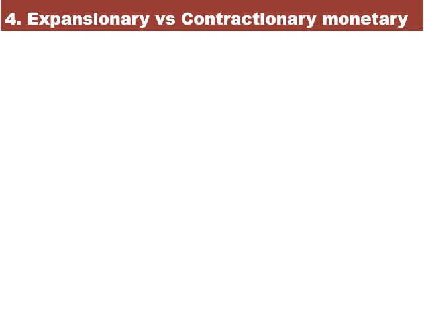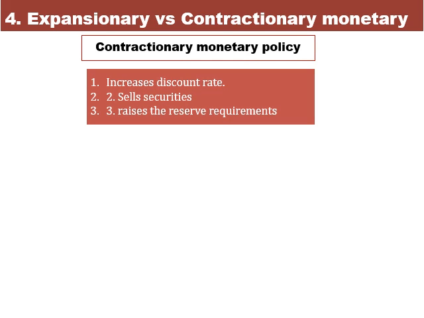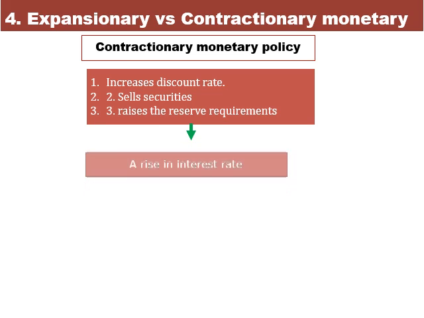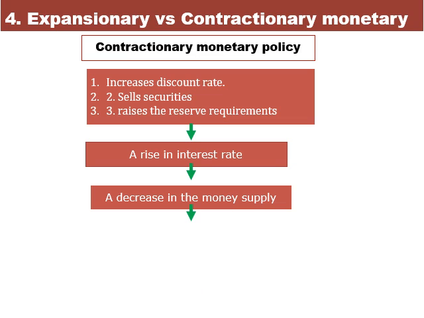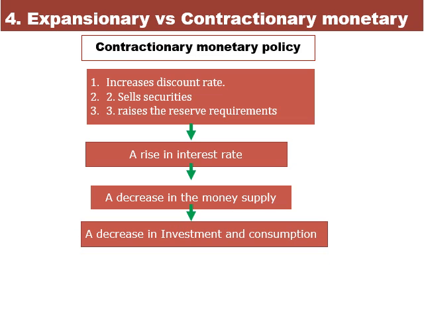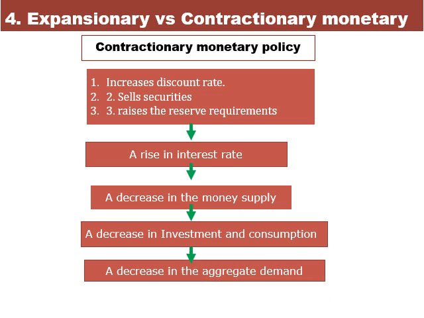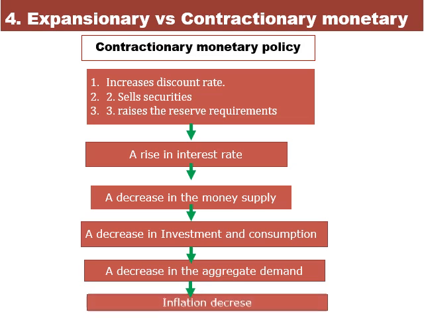So now let's summarize the impact of applying these tools. In case of inflation, the central bank will apply one or more of these procedures or tools. It will increase the discount rate, sell securities, or increase the reserve requirements, and this should lead to a higher interest rate, which will in turn imply a decrease in the money supply, which will lead to lower investment and consumption, and this should lead to a decrease in the aggregate demand and a lower inflation rate.